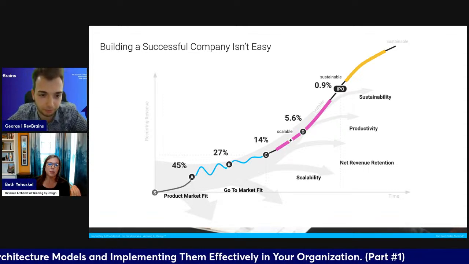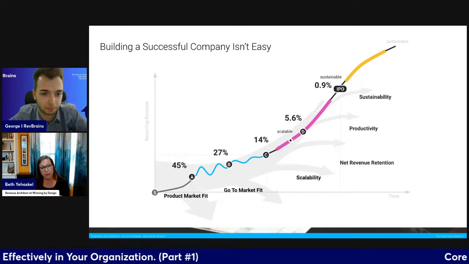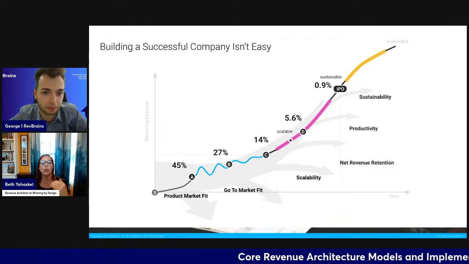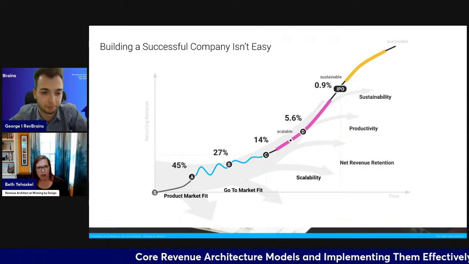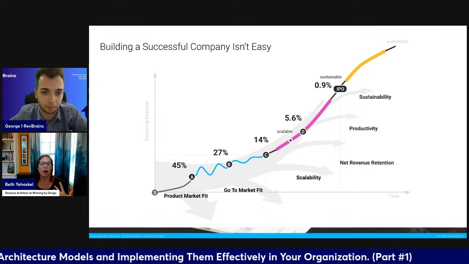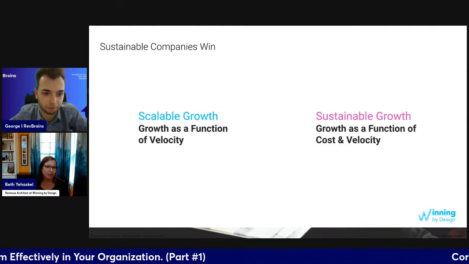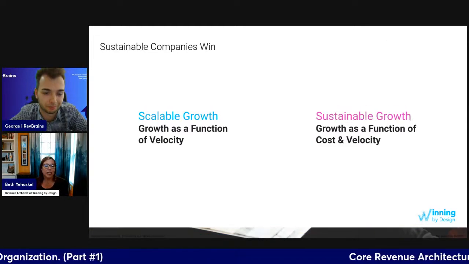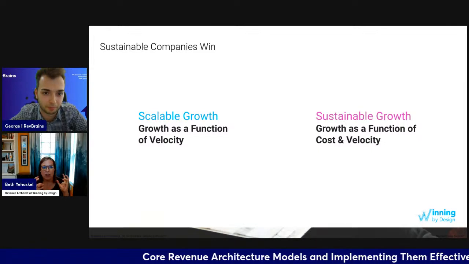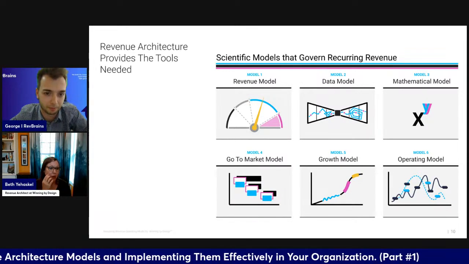A big reason for that is because at every step along the way, as you mature as a company, you have to focus on something different. So it's very dynamic, and it's very hard to make sure that you don't fall off the curve because you miss product market fit, or you don't get go-to-market fit. You fail at scalability. Any one of these things, there are so many challenges and reasons why this is hard. So really, we have to shift from this focus on rapid growth rates and scaling and growth at all costs, and really need to focus on sustainability, which is where revenue architecture comes in.